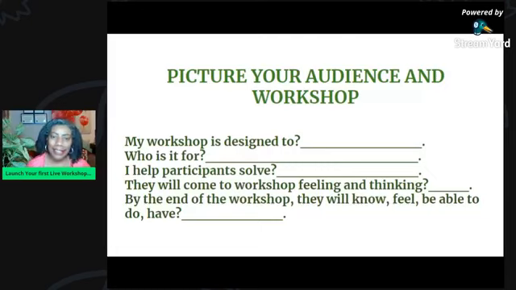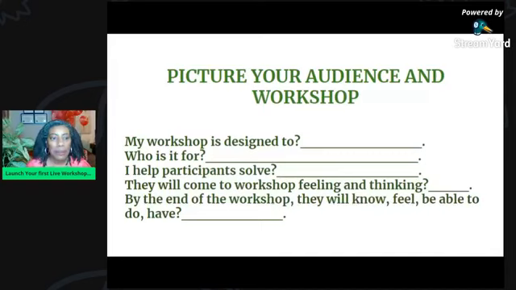Are they looking to feel really good, like, "I'm going to learn something and I'm going to get value for whatever it is that I'm investing in myself"? By the end of the workshop, what will they know? Now, how will they feel?